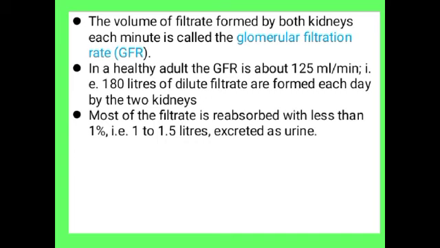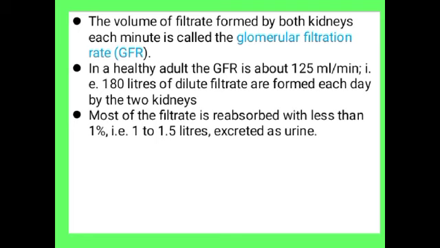So in a healthy person, at least 125 mils of fluid has to be filtered in a minute, which makes up about 180 liters in a day by both kidneys. So most of the filtrate is reabsorbed, with less than 1%, about 1 to 1.5 liters, being excreted as urine. That's why urine output is about 1.5 liters, because the other fluids that are filtered by the glomerulus are reabsorbed.